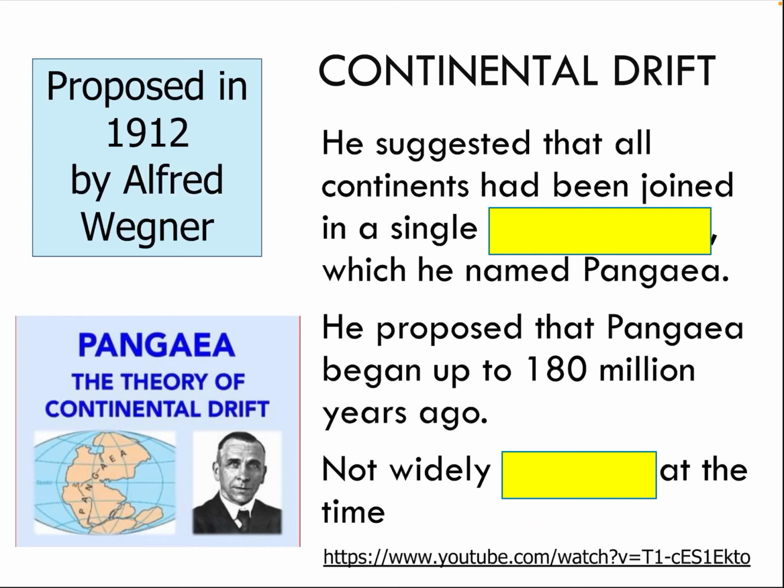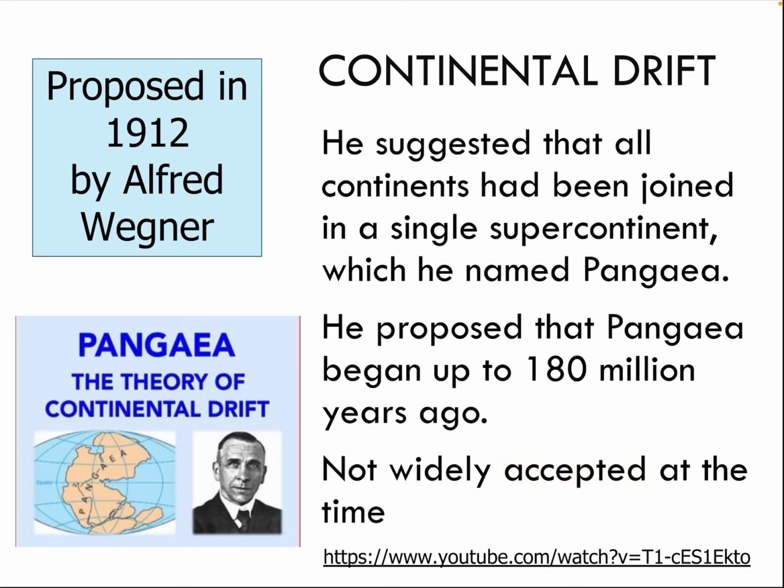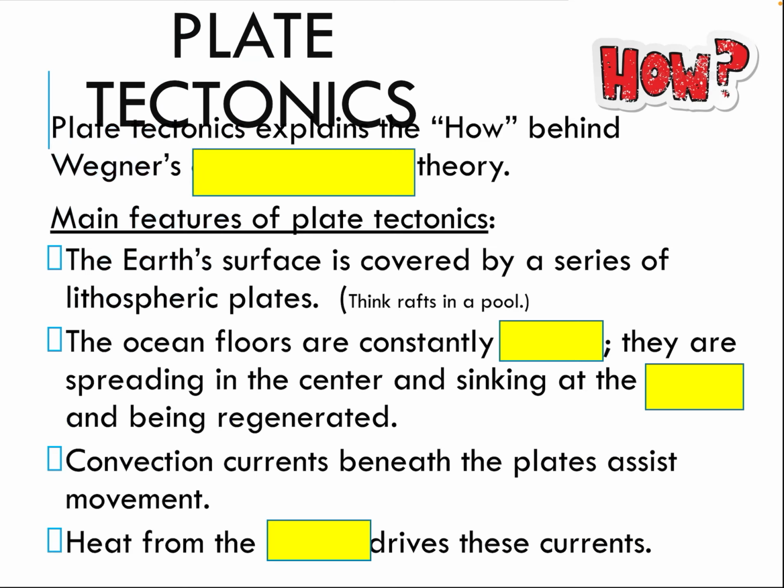All right, so back in 1912, Alfred Wegener proposed the idea that all the continents were once joined together in a supercontinent, which he named Pangaea. His theory was known as continental drift, but it was not widely accepted at the time, so it really wasn't a theory back then, it was just a hypothesis. Then, about 30 years after he died, the how became better understood.